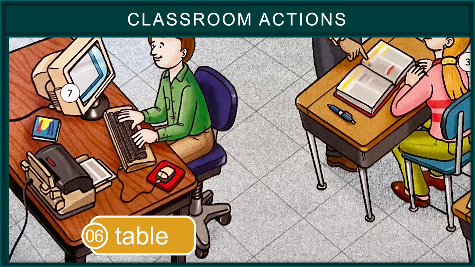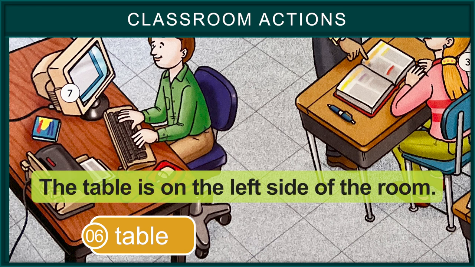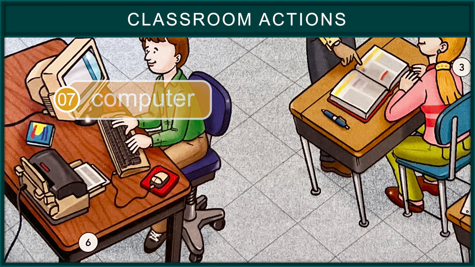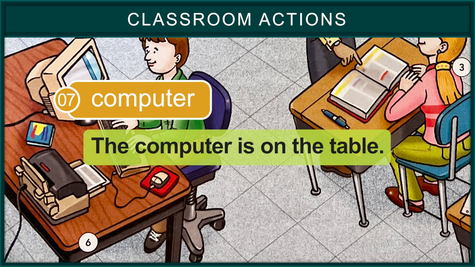Six. Table. The table is on the left side of the room. Seven. Computer. The computer is on the table.